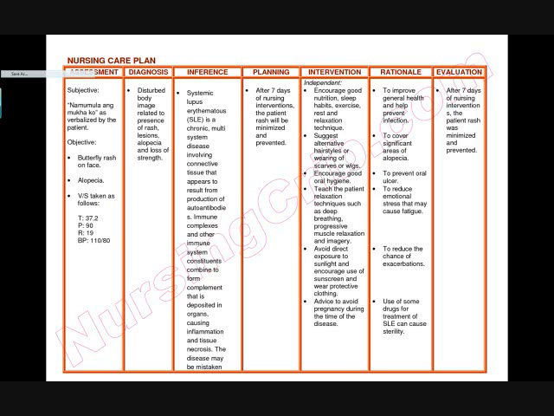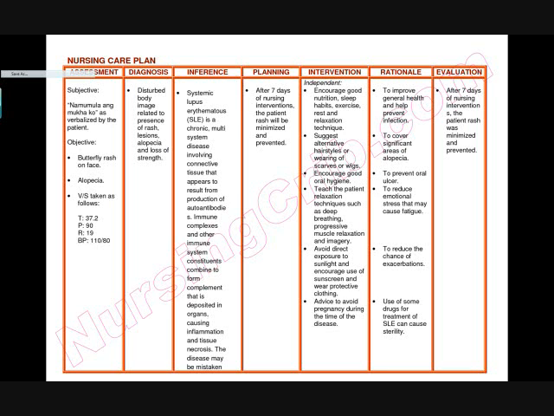Planning. After 7 days of nursing interventions, the patient's rash will be minimized and prevented. And the rash goes away with less sun exposure and the medications, not usually NSAIDs, but more like corticosteroids, Plaquenil, or methotrexate, an immunosuppressant.